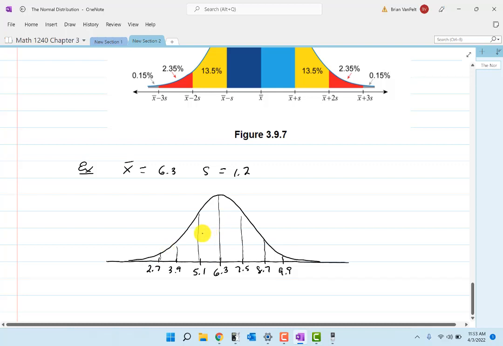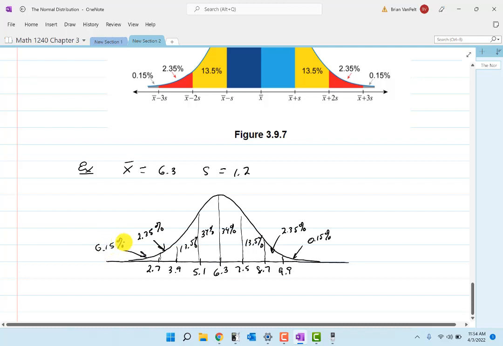And if you want, here we have 34%, 34%, 13.5%, 13.5%. Got to do this for these ones, they're so small. 2.35%, 2.35%, and then finally this teeny little piece at the end, 0.15%. Same over here, 0.15%. So that's how we'll adapt it for our own case.